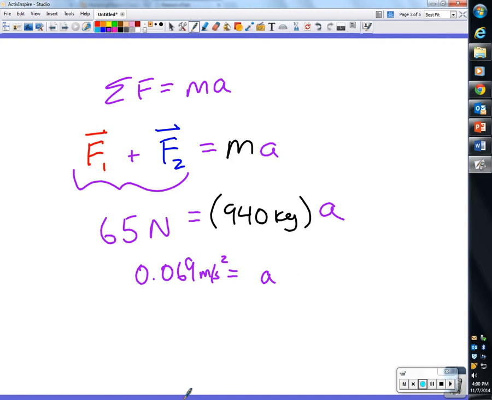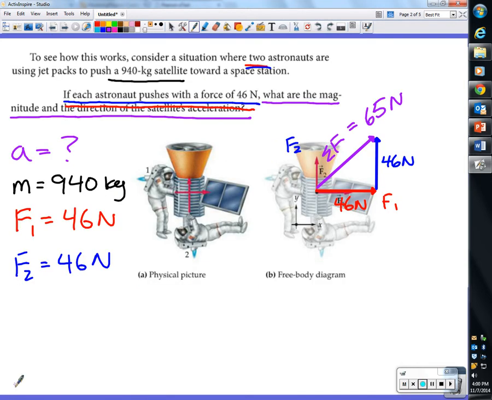That doesn't fully answer the question, though, because this is just the magnitude of the acceleration. The question specifically asked us for the magnitude and direction. Well, net force causes acceleration. So, hopefully it makes sense to you that the acceleration is going to occur in the same direction that the net force is being applied. In our free body diagram, that would be in this direction represented by the purple arrow.